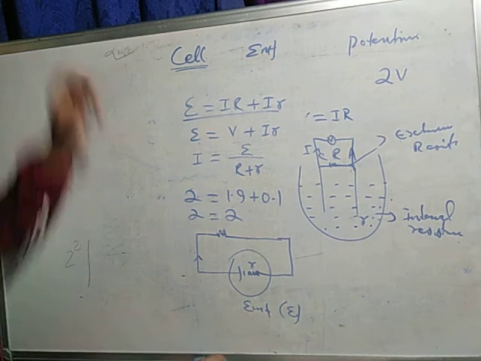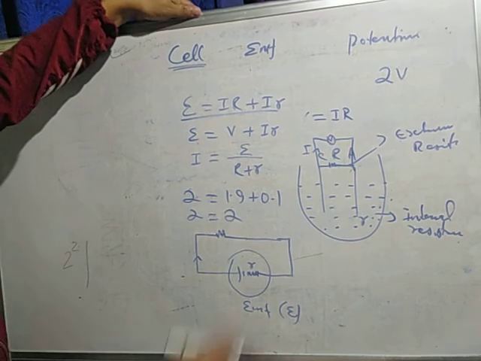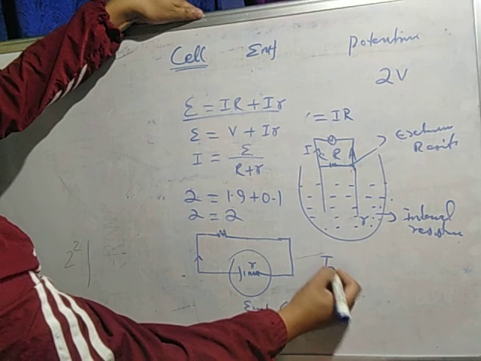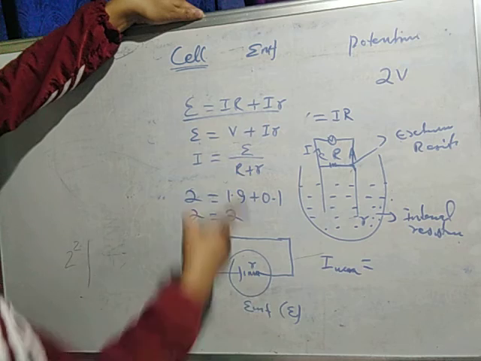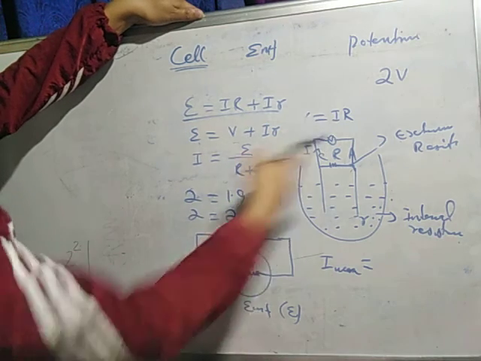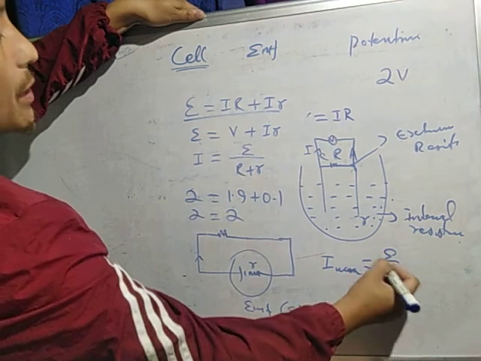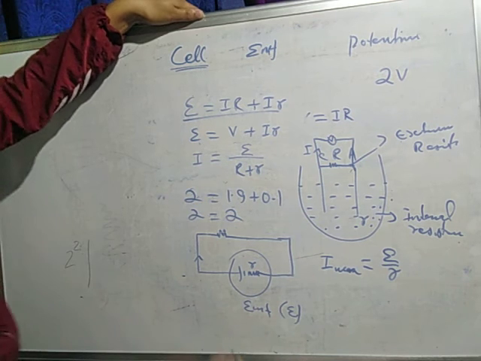So when will you get maximum current through this circuit? Write down I max equals to, external resistance should be 0, so E by r. So this is the I max.